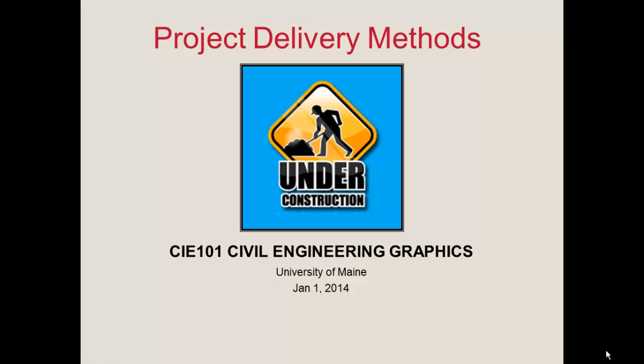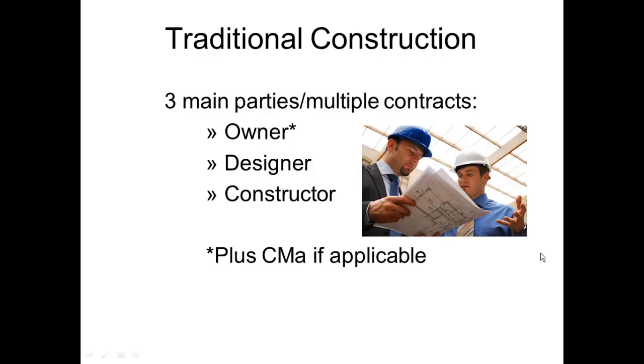So here in week 2 of our CIE101 Civil Engineering Graphics, I'm going to talk about project delivery methods within the construction industry, the design industry, and the relationships that we have with the different groups. In all construction, it says traditional construction, but really all of them, we have 3 main parties with multiple contracts.